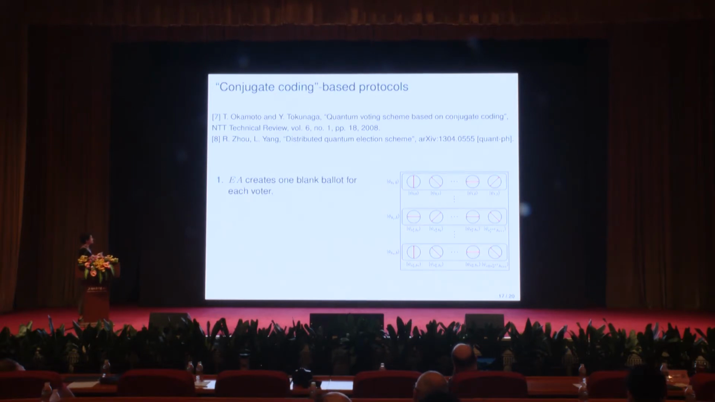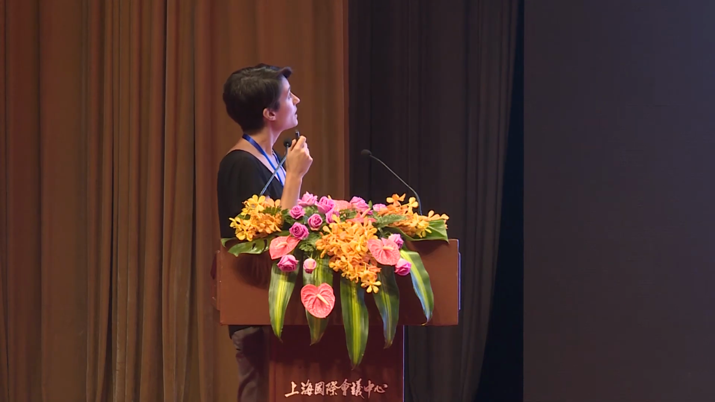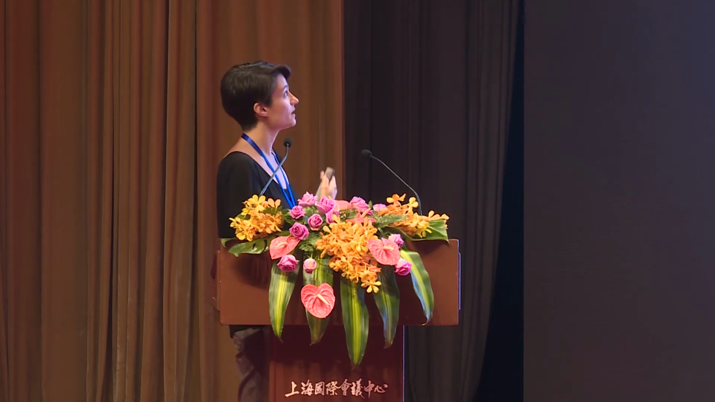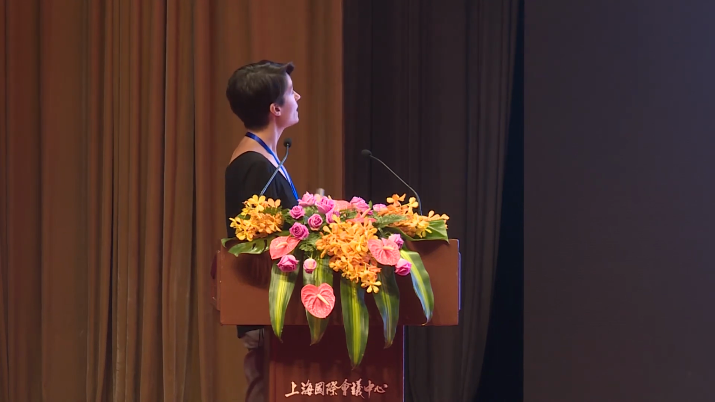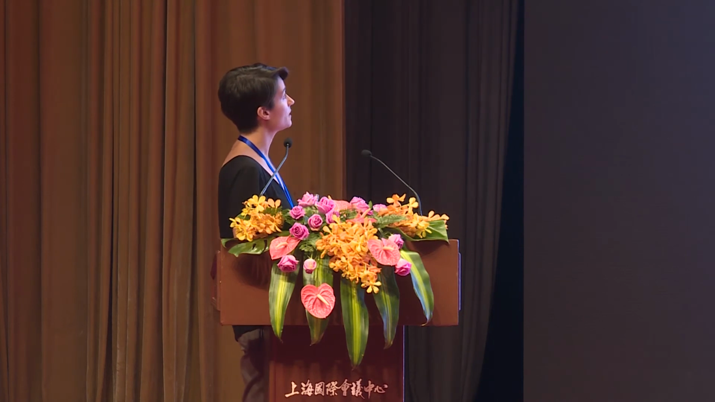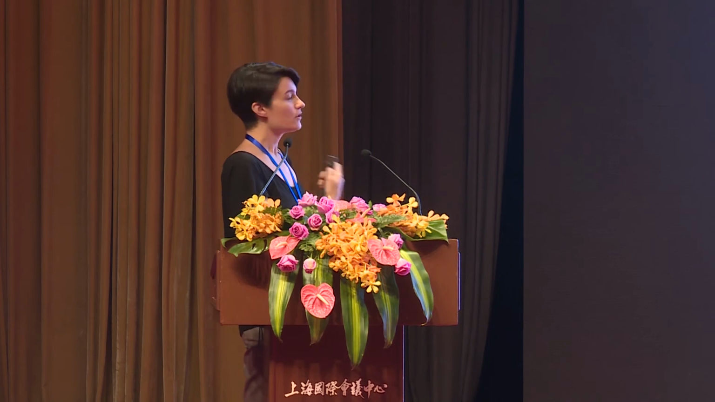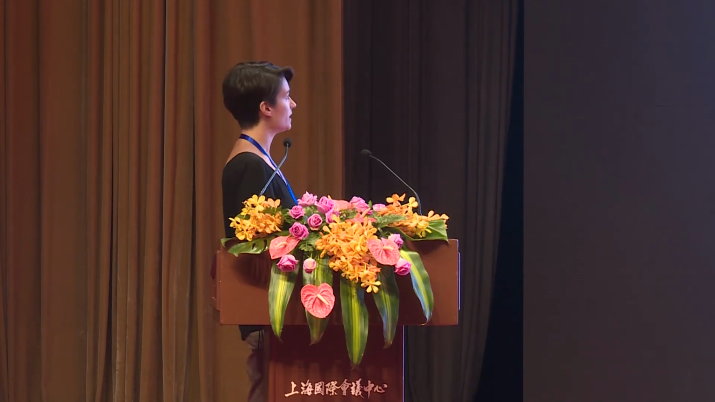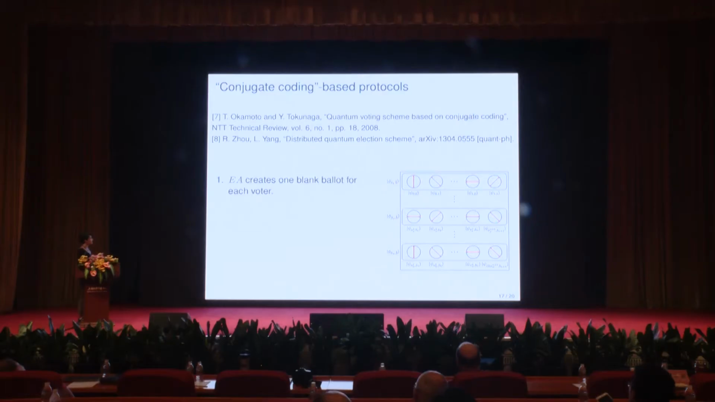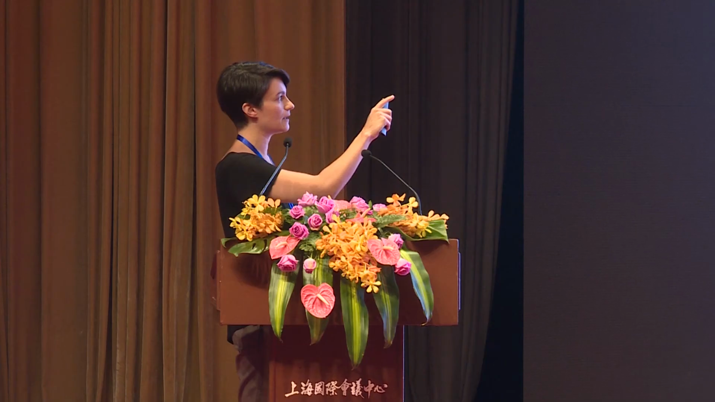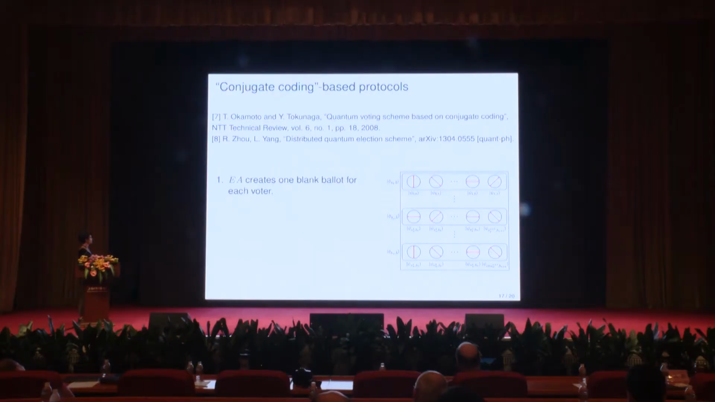And the last category of quantum voting problems is the ones that we call conjugate coordinates. They're basically protocols that are based on BB84 states. So there are two papers, 2008-2013. And how they run is as follows. They use an election authority. An election authority creates a blank ballot for each voter. This blank ballot uses a lot of fragments, let's say, of BB84 states, but they all need to add up to zero. So the bases are chosen at random, but the bits need to add up to zero.